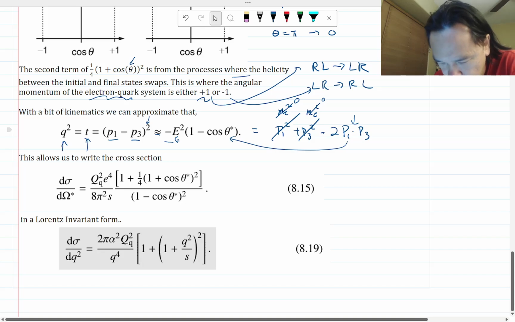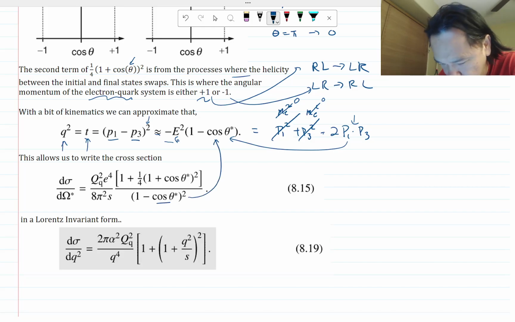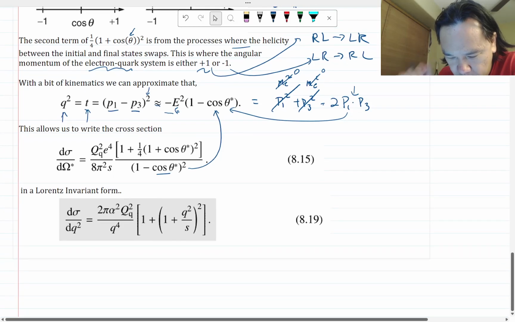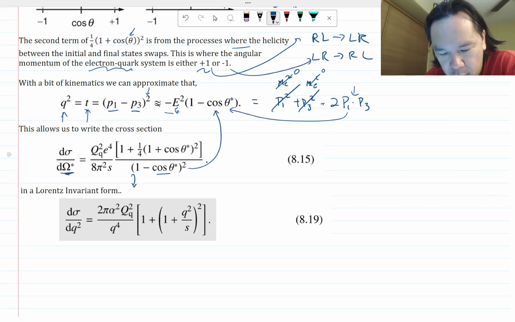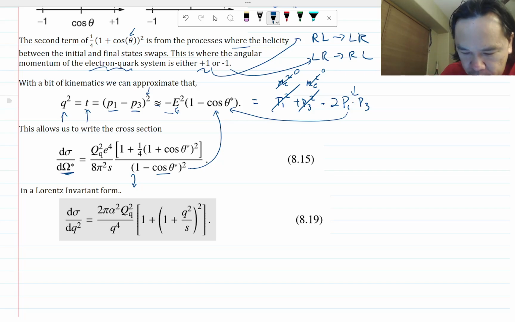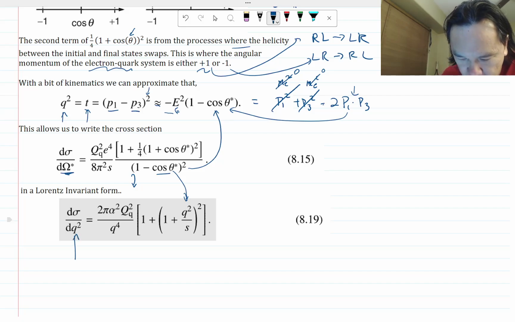in a Lorentz invariant form, because we know that this 1 minus cosine theta thing is also down here. Massaging the equation a little bit, and I'll have you do this in the homework, you can write the differential cross section, instead of in terms of theta, in terms of q squared, where you're just changing the variable from theta to q squared. So now the differential cross section is in this Lorentz invariant form of d sigma dq squared, and you'll fill in the algebra steps to show that this is true.